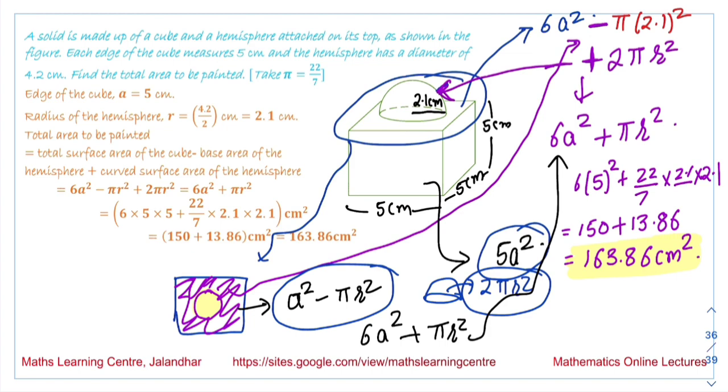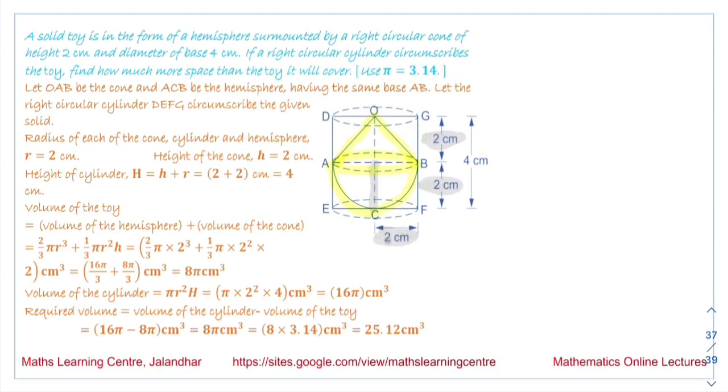If a right circular cylinder circumscribes the toy, we are talking about this right circular cylinder over here, which circumscribes this toy. Find how much more space than the toy it will cover. So we have to calculate how much more space, this extra area we are talking about, it is covering than this toy.